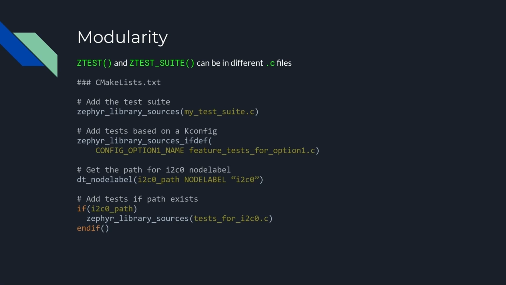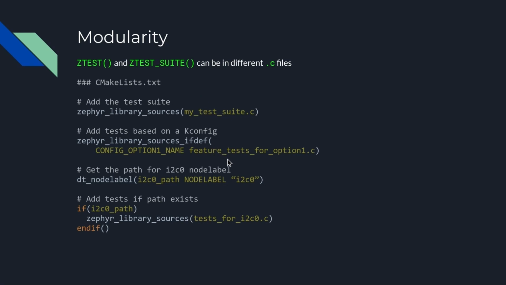The top level beauty of all of this comes with the modularity that the system provides. In the example here, we've declared a test suite in myTestSuite.c. Then, feature tests for option1.c, right here, will contain tests assigned to myTestSuite, but require config option1 name. This way, we can use kconfig to control whether or not these specific tests will bind to this test suite.